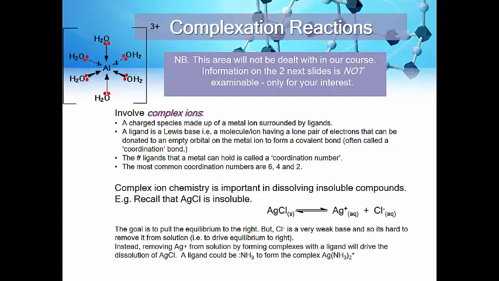Okay, and this is involved in dissolving insoluble compounds. We can use a weak base to pull it into solution. So if we look at AgCl solid going to Ag+ and Cl-, we've got an equilibrium here, and we want to pull it to the right. Cl- is a very weak base, and it's hard to remove it from solution to drive the equilibrium to the right. Instead, we can remove silver from the solution by forming complexes with a ligand, because it's a metal, and that drives the formation of Cl- and dissolves the AgCl. A potential ligand that you could use would be the NH3 ligand, and we could form an Ag(NH3)2+ complex. Okay.